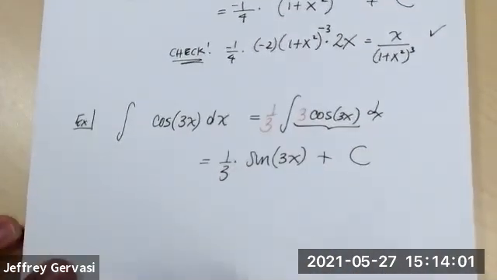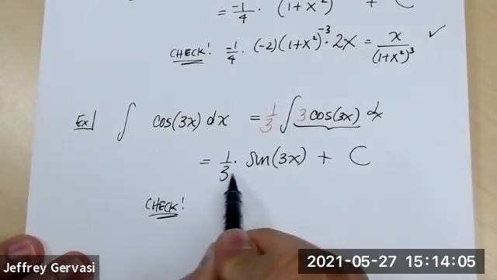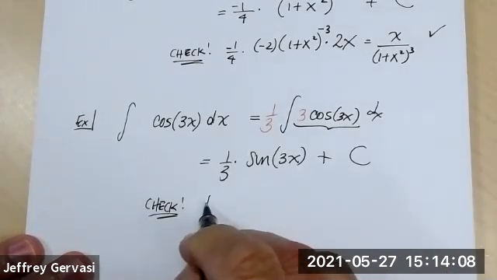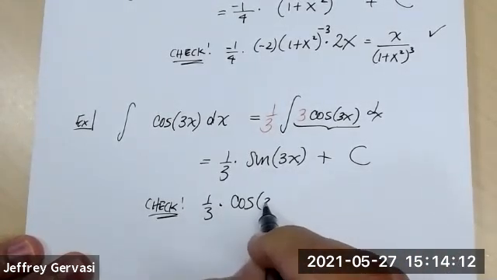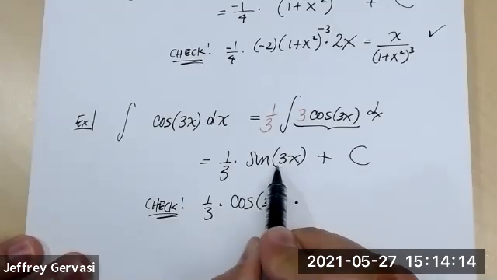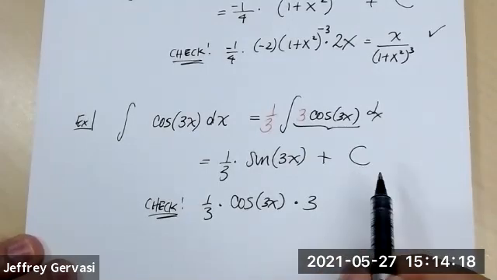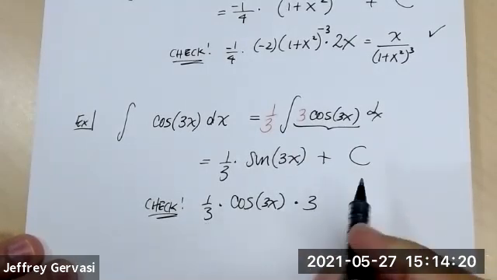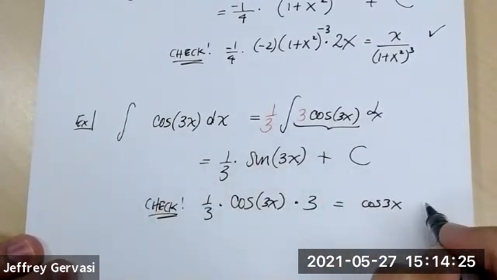Okay, let's check, just to be sure. Take the derivative of this result. Set the 1/3 aside. The derivative of the sine of 3x is the cosine of 3x, multiplied by the derivative of the inside function, which is a 3. The derivative of that constant is 0. Cancel the 3's to get the cosine of 3x, which is what we started with. Check.